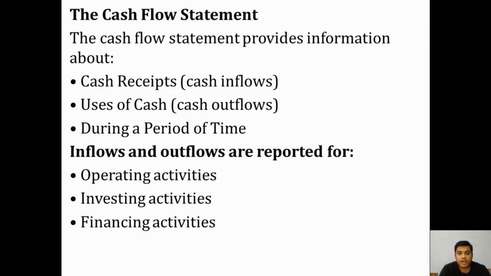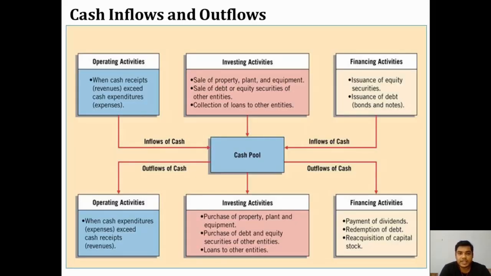The inflow and the outflow are reported in three activities, that is operating activities, investing activities and financing activities. These are the three activities in which cash has been inflow as well as outflow. What these activities are, we'll be learning in the next slide. Cash inflow and the outflow. How does cash inflow and outflow happen in these three activities?